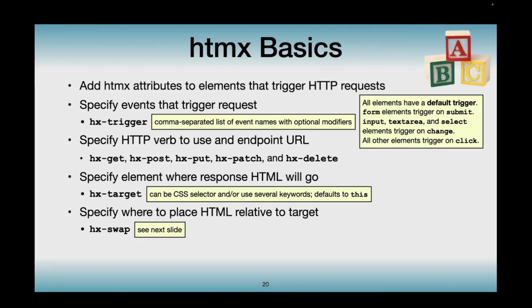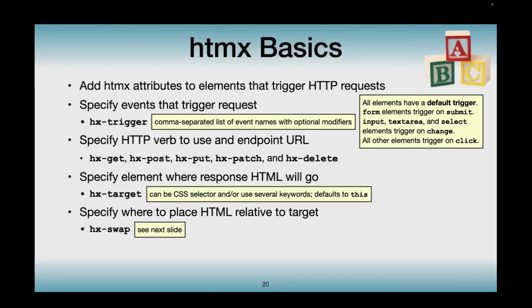And then the second thing is when this element is triggered, what kind of HTTP request do you want to send? Get, put, post, patch, delete. And then when the response comes back, where should it go? And that's what hx-target specifies. And you can give that a CSS selector to find the element where you're going to insert the response. And it defaults to inserting into the current element. And then finally, you've specified a target, but where should it go relative to that target?